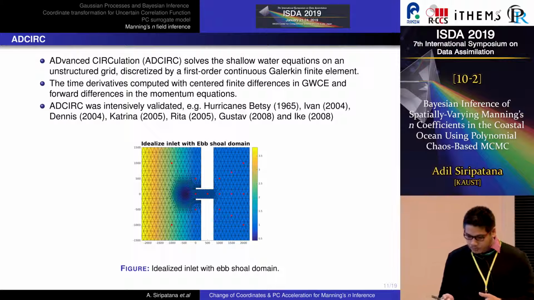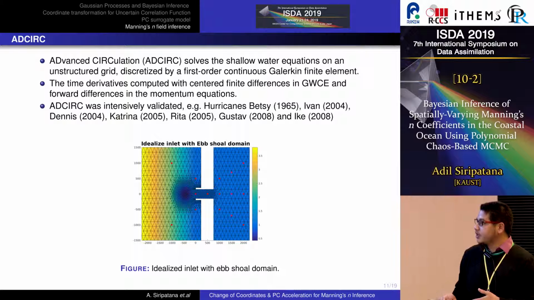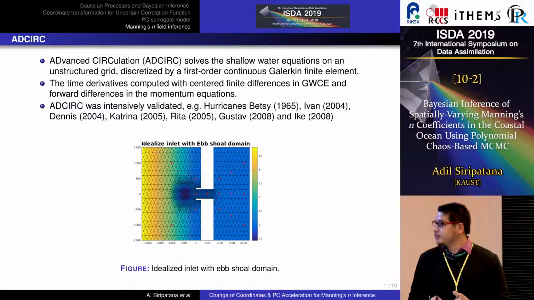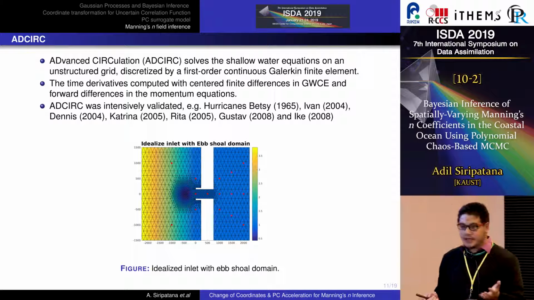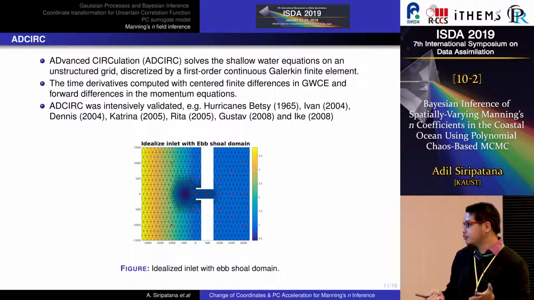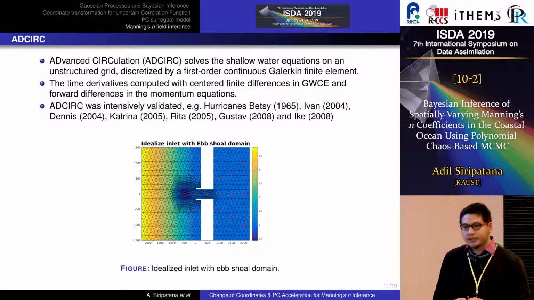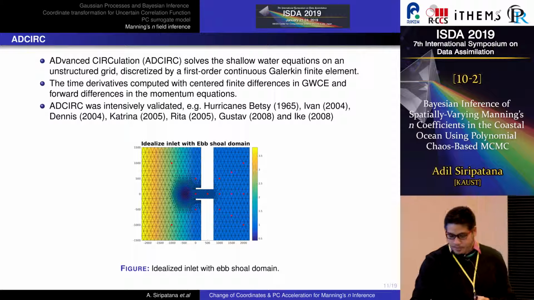Our domain is what we call the idealized inlet with aperture domain, where we have the open ocean and some landlocked area, and then we allow the water to go through the inlet, and it's forced with some tidal force. And we have these red dots, which are the observation points where we take the observations.